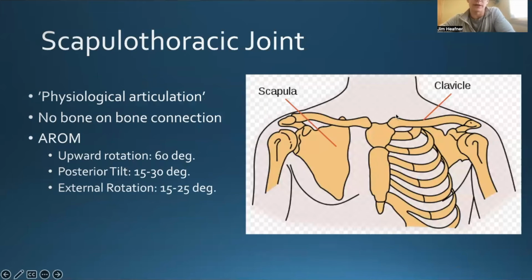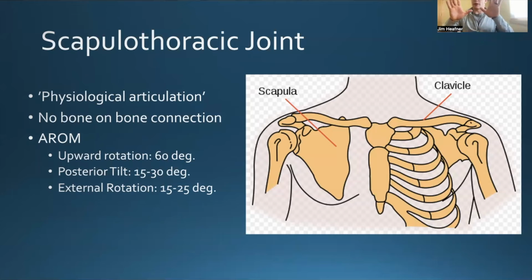And then next we have our scapulothoracic joint, so the ST joint. This is a physiological articulation because, as I said at the beginning, there's no direct bony attachment point of it. So no bone-to-bone connection. Its active range of motion is upward rotation of 60 degrees. It needs to be able to posteriorly tilt as a function of the serratus anterior. And then it also needs to be able to externally rotate 15 to 25 degrees.